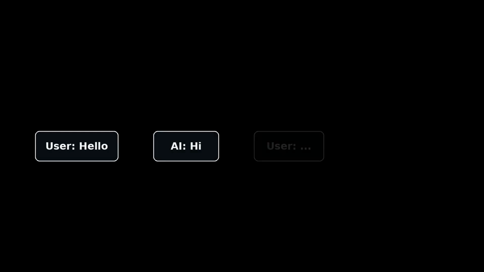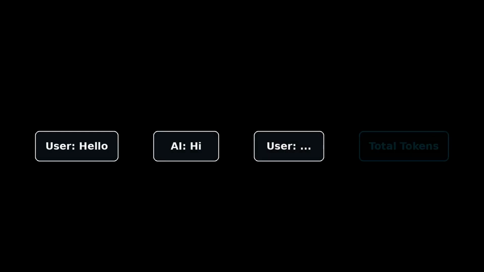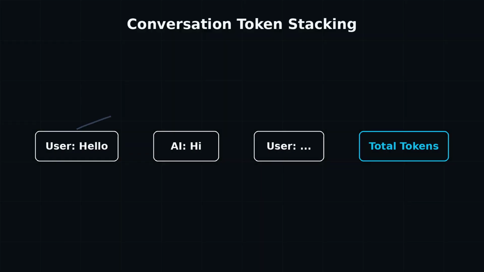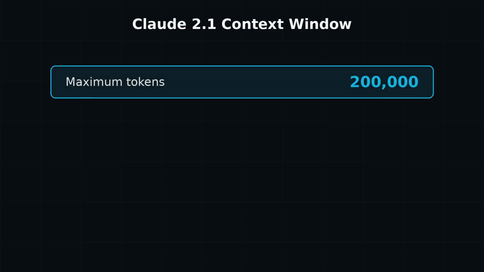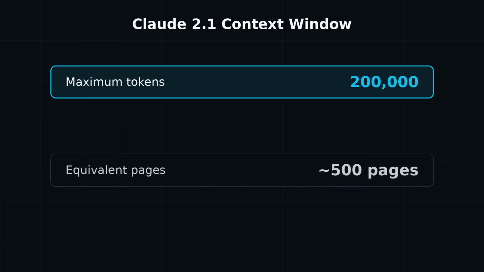But it's not just your latest message. The entire conversation history, including system prompts and the model's previous replies, gets retransmitted every turn. That means a 10-exchange chat can easily balloon to several thousand tokens of input, even before you consider attached documents or code. And with multimodal models, each image can consume hundreds or thousands of tokens.